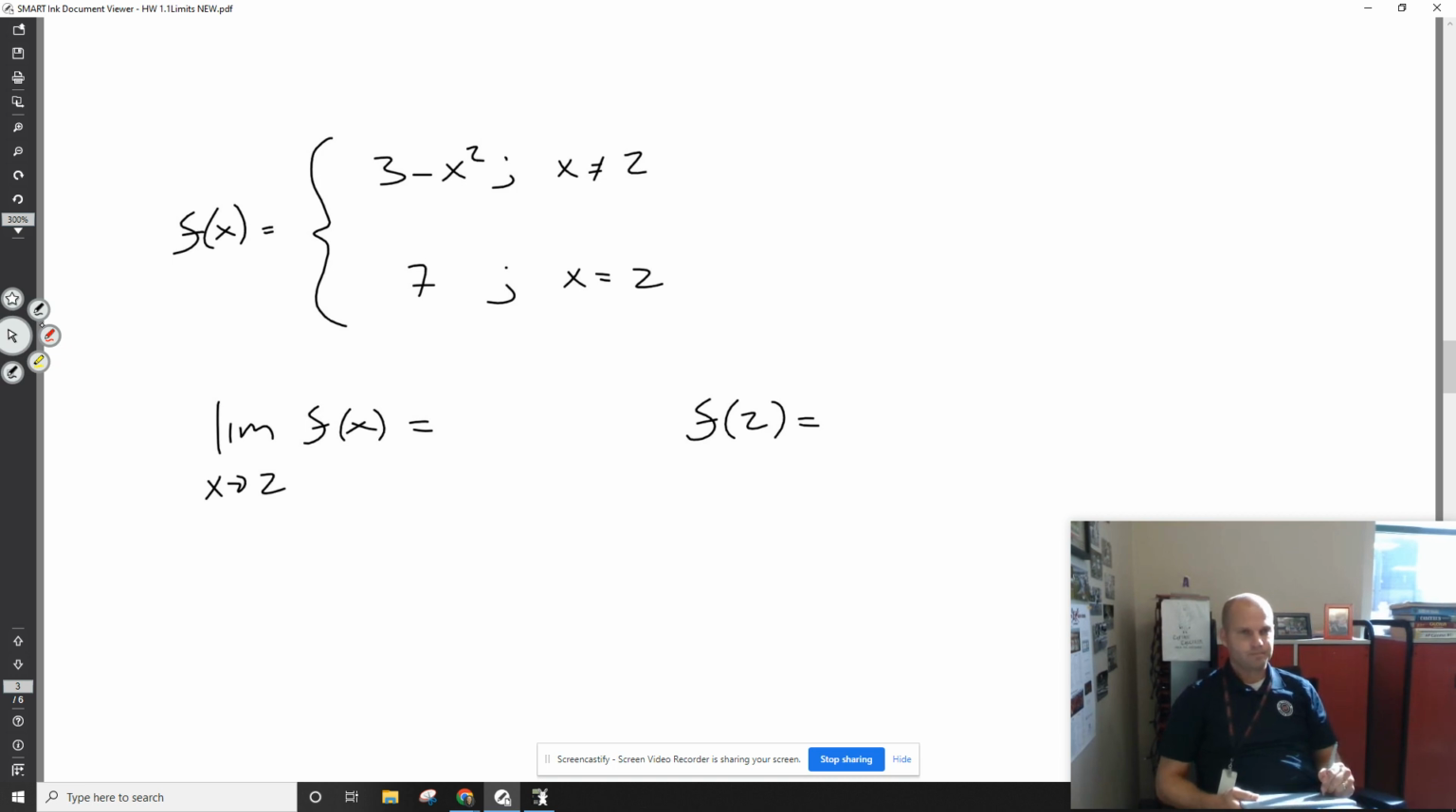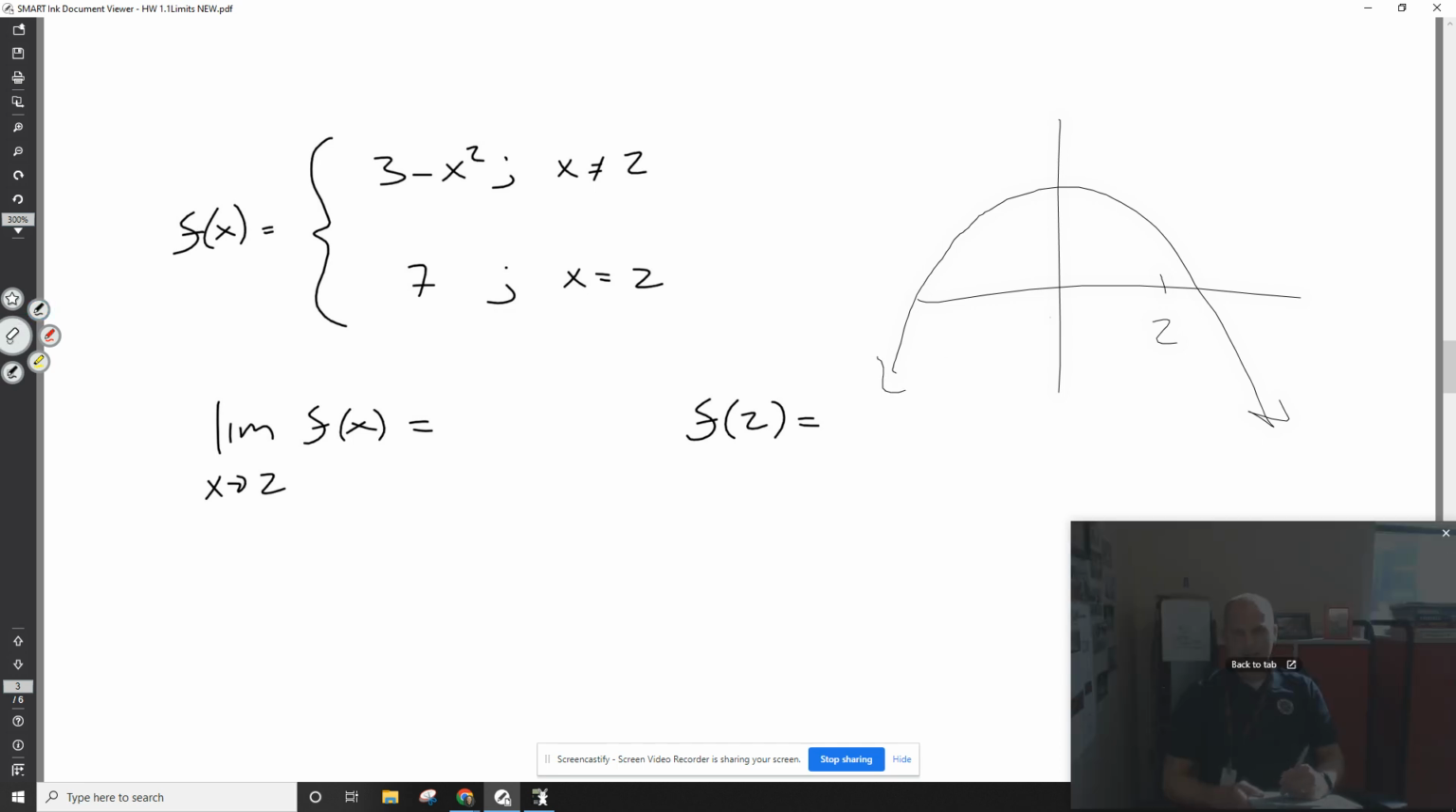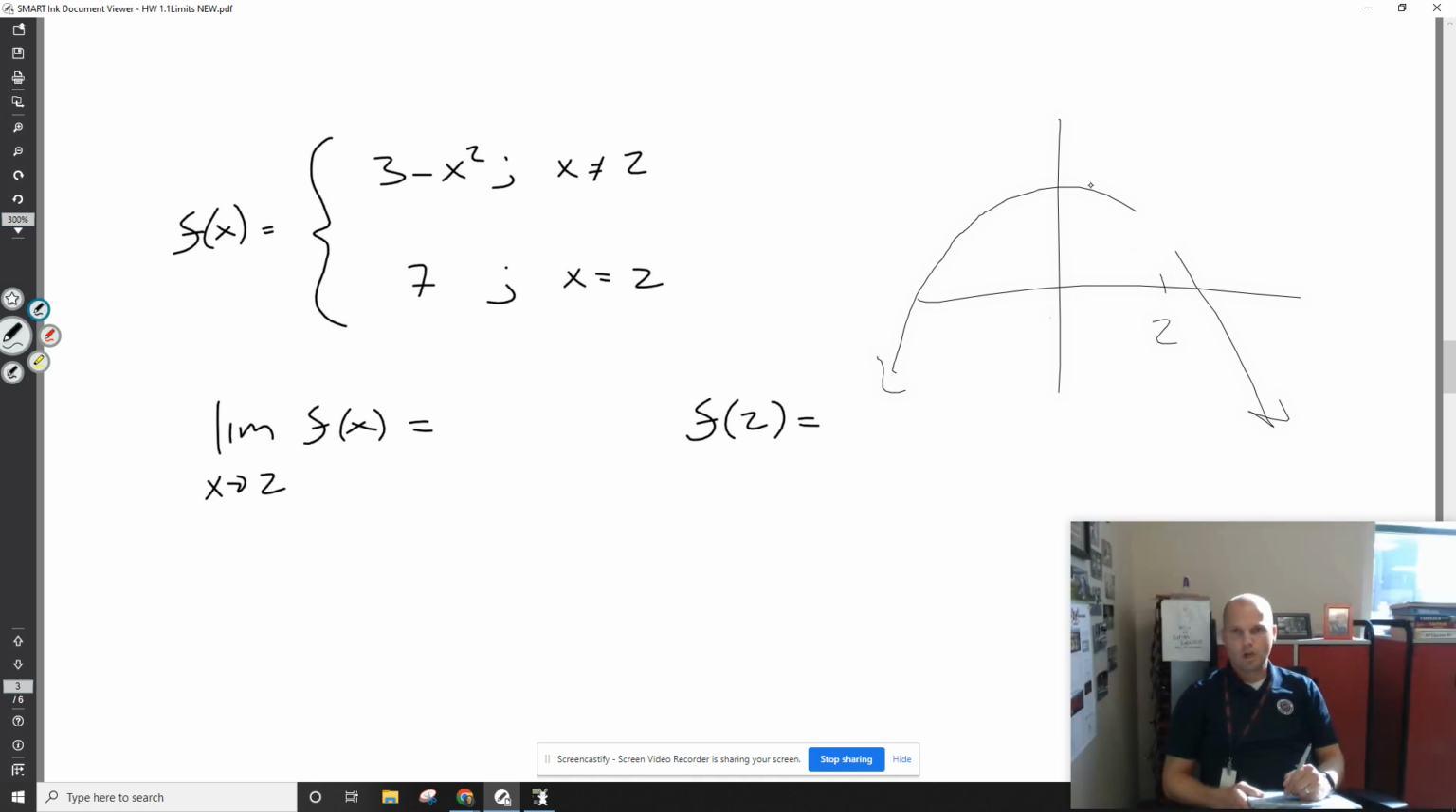All right, this is a good one. For everywhere except at 2, I'm going to use 3 minus x squared. That's not accurate, but just go with me. Everywhere except for 2, I'm using 3 minus x squared, so I'm leaving a little space. At 2, I'm using 7.